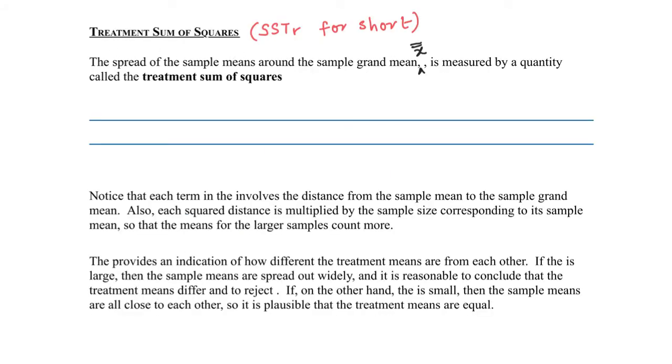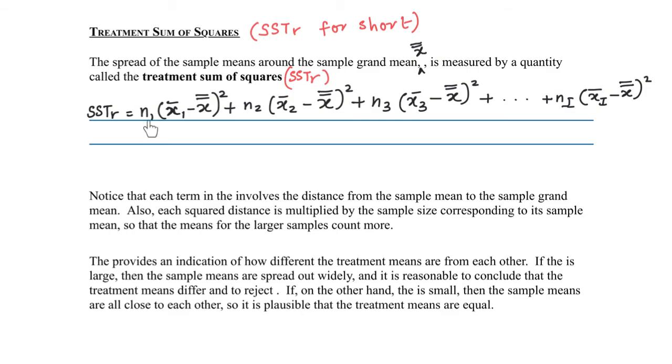Treatment sum of squares, or SSTR for short. The spread of the sample means around the sample grand mean X double bar is measured by a quantity called treatment sum of squares, SSTR, which is given by the formula N1 times (X1 bar minus X double bar) squared, plus N2 times (X2 bar minus X double bar) squared, and so on up to Ni times (Xi bar minus X double bar) squared.